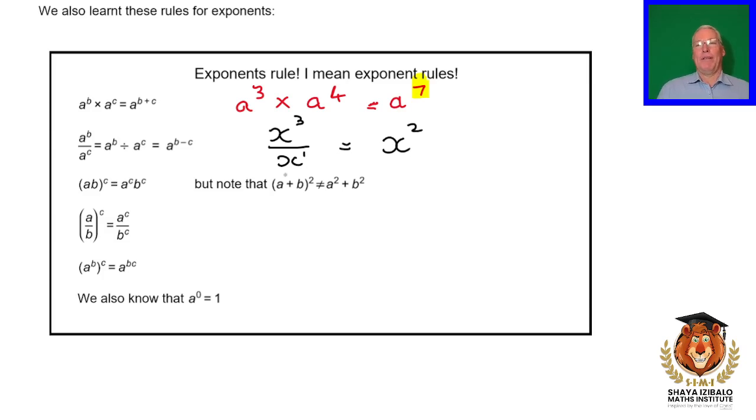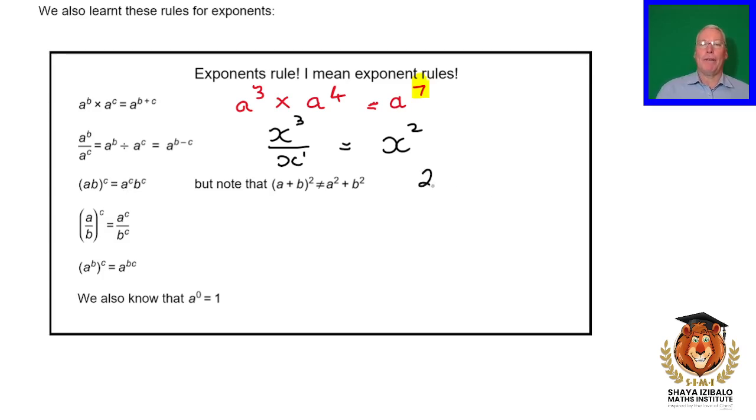Another way of thinking about that, we've got 3 x's on the top, and we've got 1 x on the bottom. And if we divide both the top and the bottom by x, we'll be left with 2 x's on the top and just a 1 on the bottom. No x. Okay, when we've got a product raised to a power, both the factors get the power.